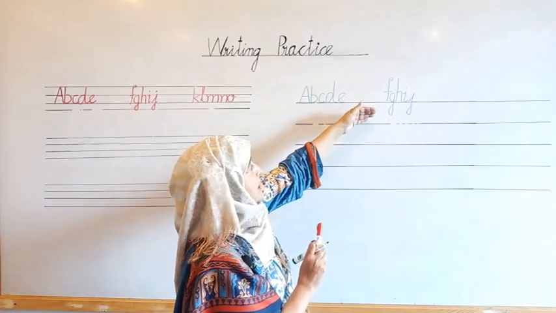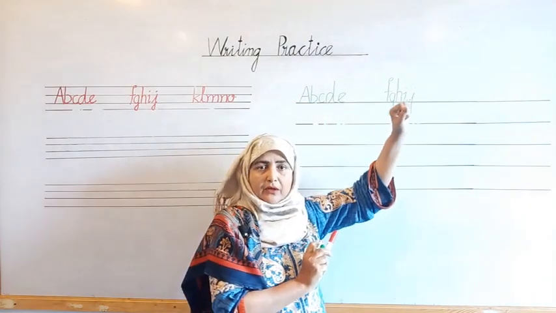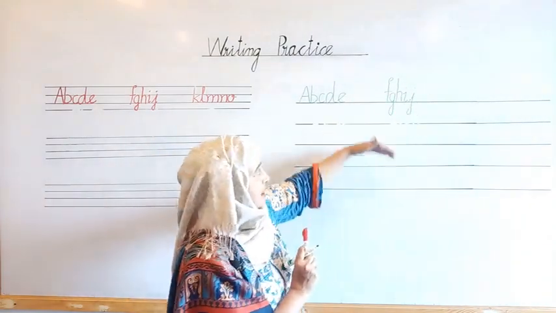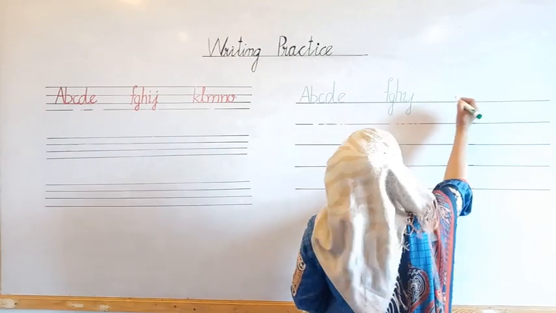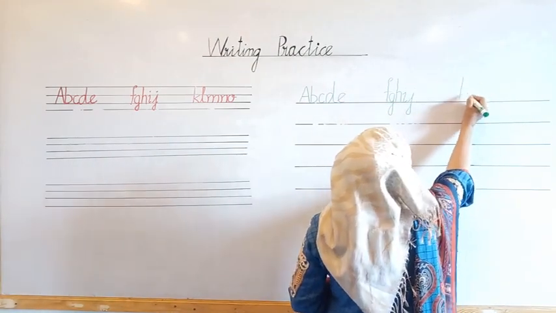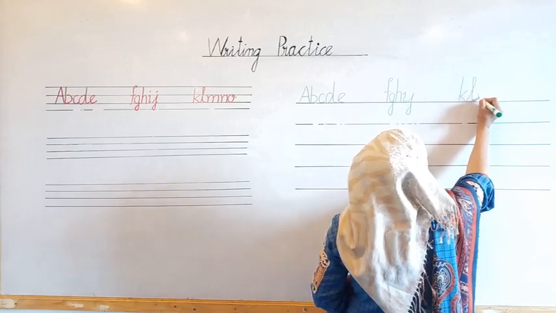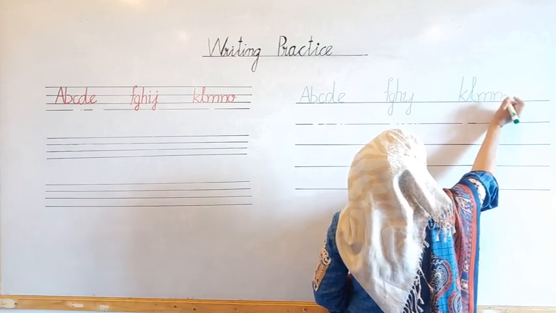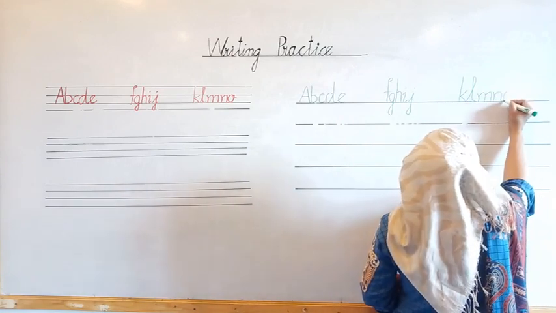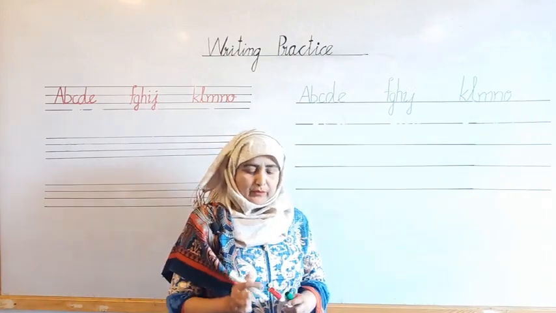The root letters, all of them will not go below the line. Only the head of the letter will be on top of the line, and then the rest of the letter will go below the line. I, J, and then K, L, M, N, and O. So these are the basic rules how to improve your writing.